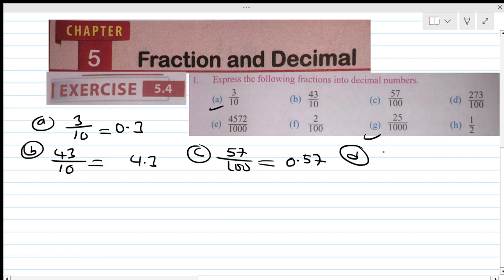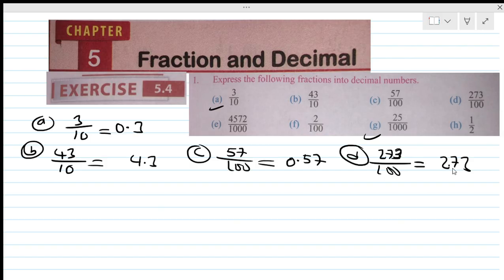Now D number, 273 divided by 100. We see two zeros, so we have to maintain two digits after the decimal. So for this 273, between 2 and 7 if you place a dot or decimal over here, then it's done, 2.73. So we maintain two digits after the decimal.